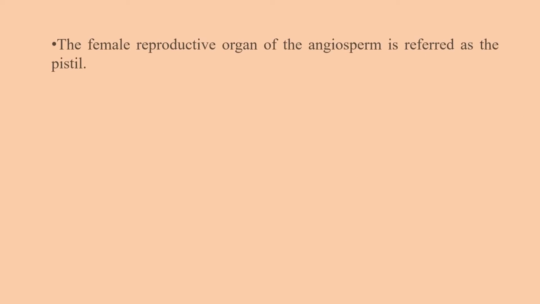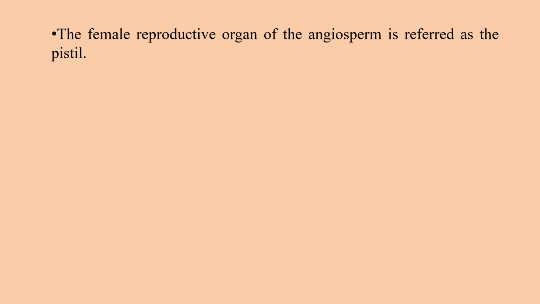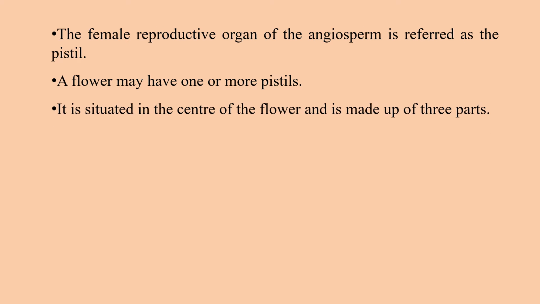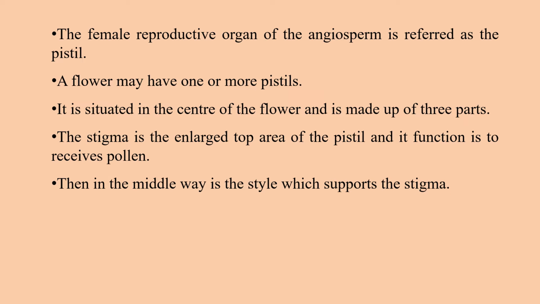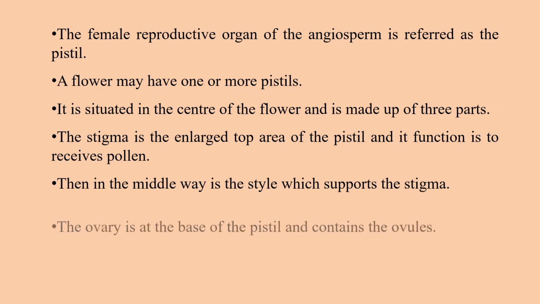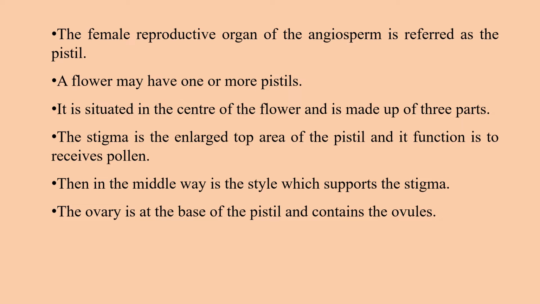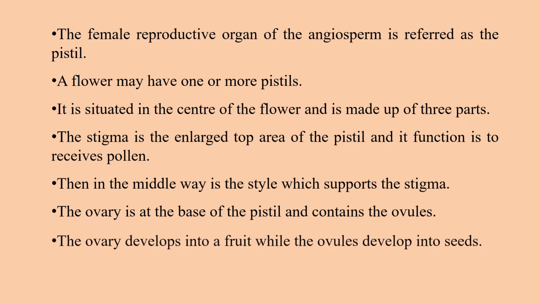The female reproductive organ of the angiosperm is referred to as the pistil. A flower may have one or more pistils. It is situated in the center of the flower and is made up of three parts. The stigma is the enlarged top area of the pistil and its function is to receive pollen. Then in the middle is the style, which supports the stigma. The ovary is at the base of the pistil and contains the ovules. The ovary develops into a fruit while the ovules develop into seeds.